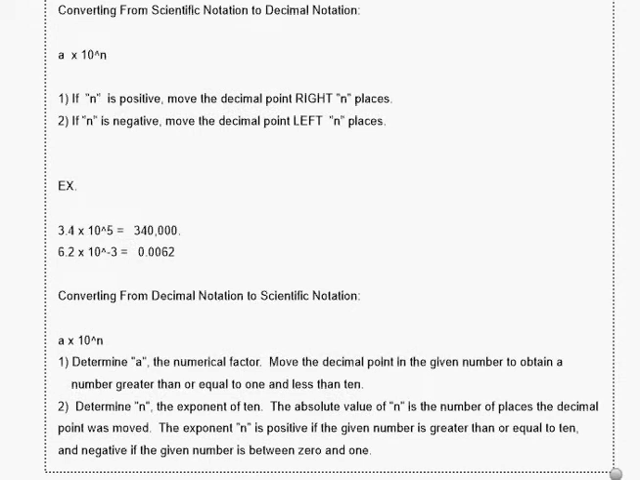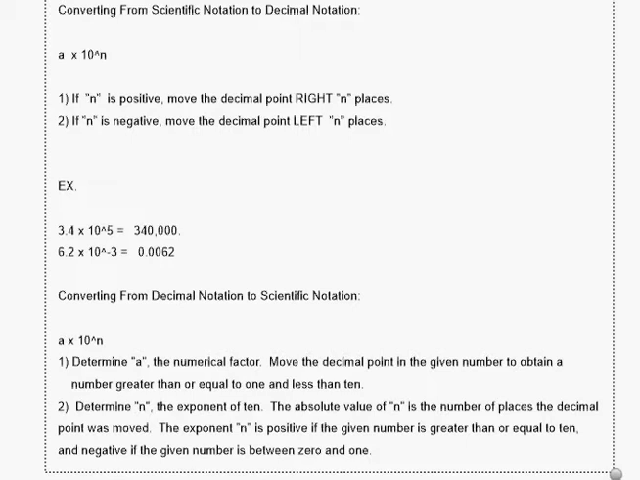Now, if we convert from scientific notation to decimal notation, and we take a look at a times 10 to the n, if the n is positive, we move the decimal point right n places. If the n is negative, we move the decimal point left n places. For example, 3.4 times 10 to the 5th becomes 340,000. 6.2 times 10 to the negative 3 becomes 0.0062.